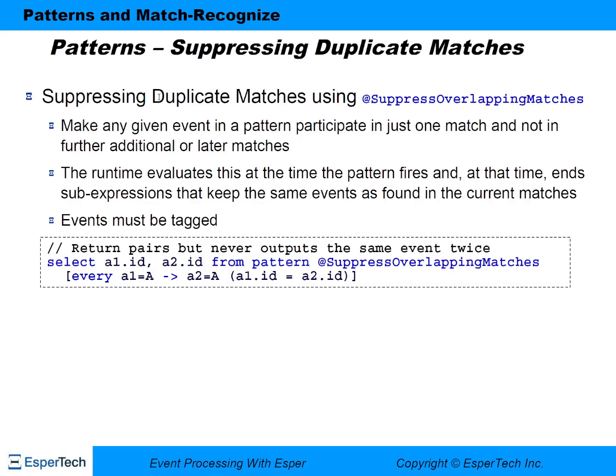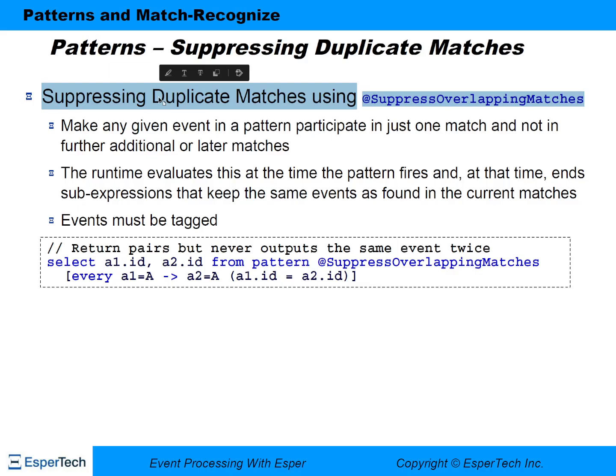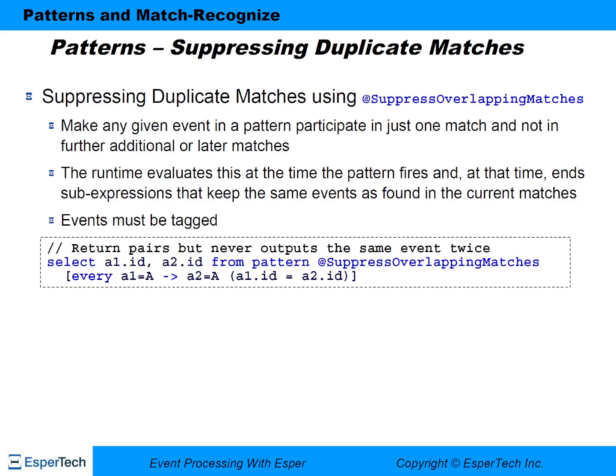EPL can suppress duplicate pattern matches using the annotation suppress overlapping matches. The @ sign is for annotations. The suppress overlapping matches annotation makes any given event in a pattern participate in just one match and not in further additional or later matches. The runtime evaluates this at the time the pattern fires and, at that time, ends sub-expressions that keep the same events as found in the current match. Events must be tagged for this to work.